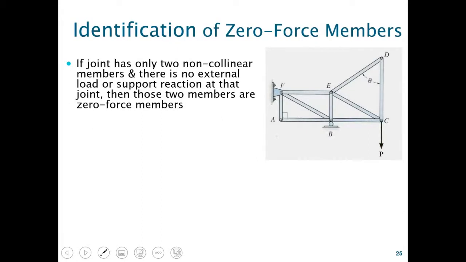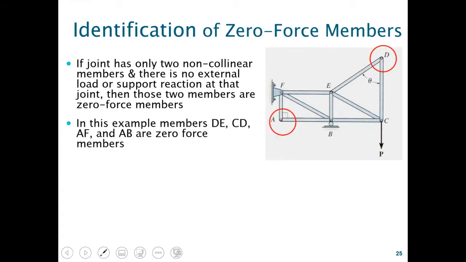Okay, so if a joint is only two non-collinear members and there's no external load or support reaction at that joint, then those two members are zero force members. Like in this example here, we have DE and DC, and we have AF and AB. We can see that there's nothing external here.